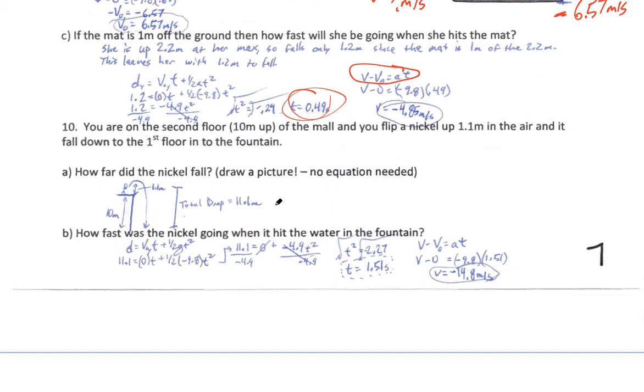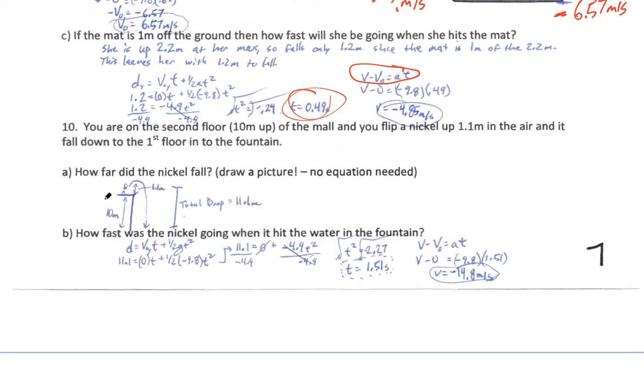All right, number 10. We are done almost. You're on the second floor, 10 meters up of the mall. You flip a nickel 1.1 meter into the air, and it falls down to the first floor. It's like caveman speak. It fall down to the first floor in the fountain. How far did the nickel fall?